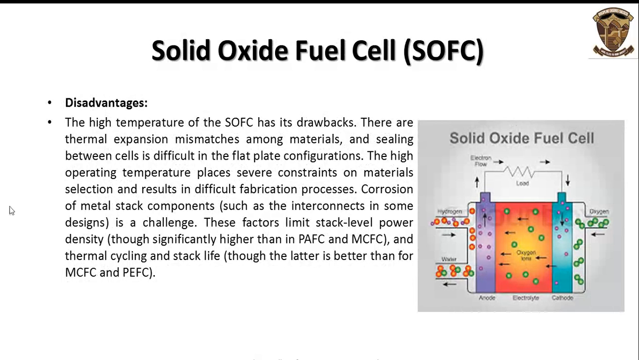There are some disadvantages. The high temperature of the solid oxide fuel cell has its drawbacks. There are thermal expansion mismatches among materials, and sealing between cells is difficult. In the flat configuration, the high operating temperature places severe constraints on material selection and results in difficult fabrication processes. Corrosion of metal stack components is a challenge. These factors limit stack level power density and thermal cycling and stack life.